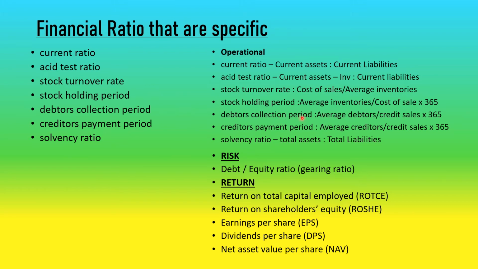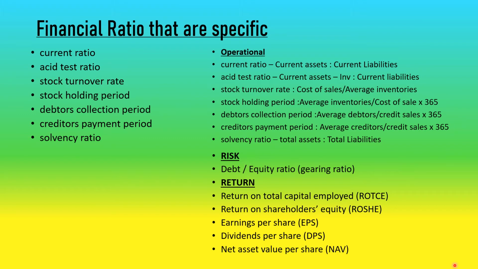Debtors collection period. Very similar to the one we just did, which is our stock holding period. For debtors collection period, you would use your average debtors, which is your opening balance and your closing balance divided by 2, over your credit sales times 365. Because we want to know the period, the number of days, we have to convert it to days, and therefore have to use 365. Very similar for creditors.